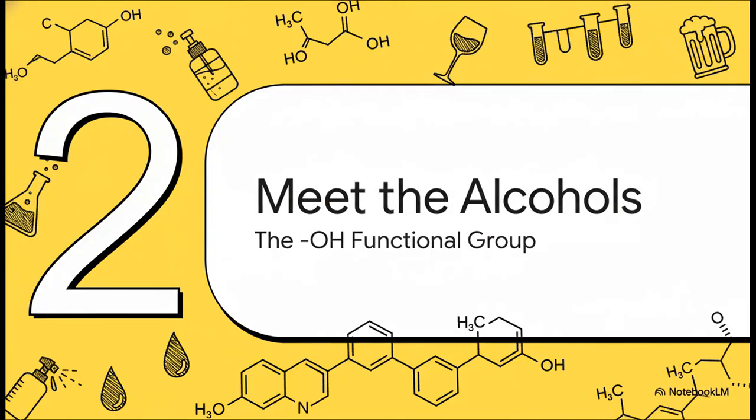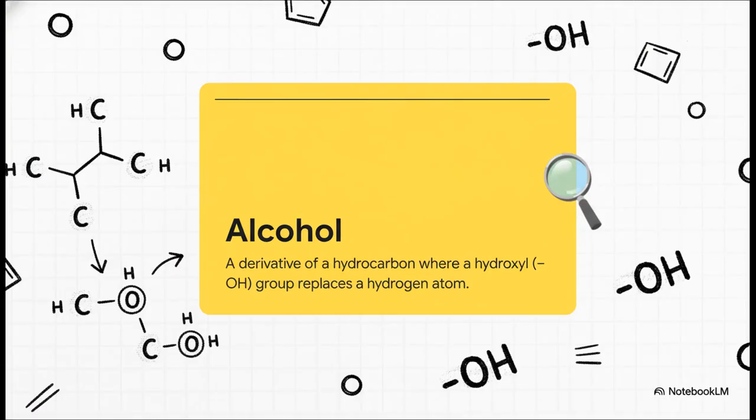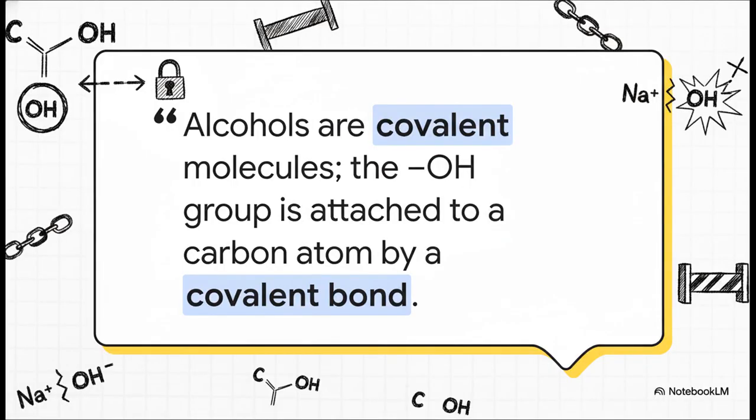So let's zoom in on that first family, the alcohols. What are they, really, and where do we bump into them every day? The official definition is pretty straightforward. An alcohol is what you get when a hydroxyl group, that's just one oxygen and one hydrogen, the famous OH, kicks out a hydrogen atom on a hydrocarbon and takes its place. That little OH group is the functional group for every single alcohol. It's their calling card.